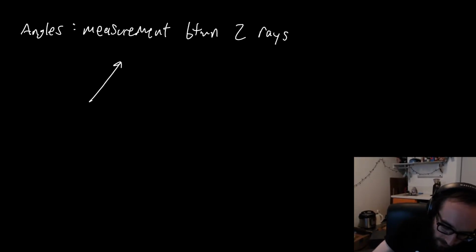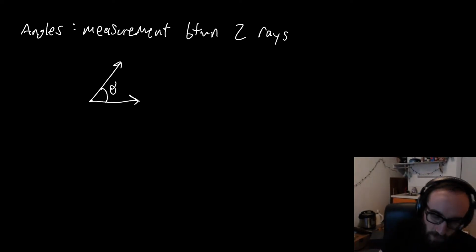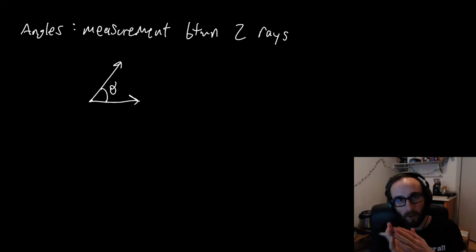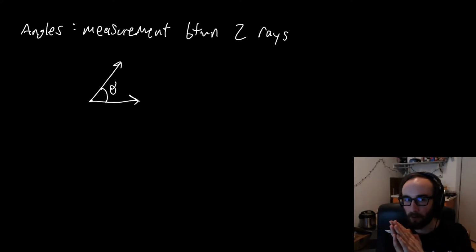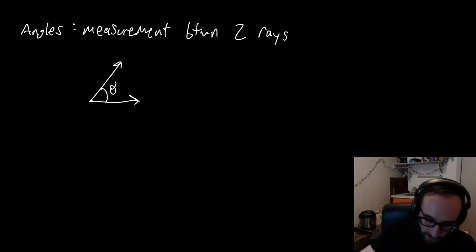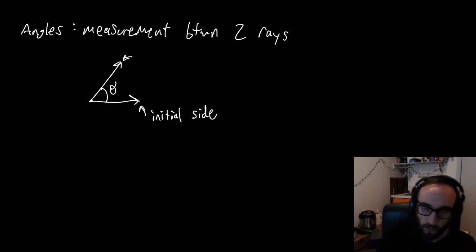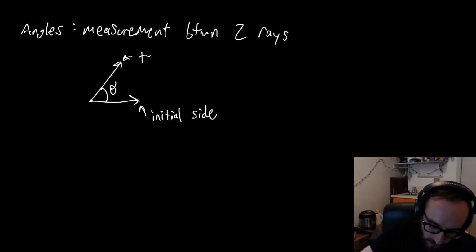We've worked with angles a lot in geometry. Angles are a measurement between two rays. You have two rays here and here, for example, and the angle is this measurement in between. We can call it theta in this case, and we're measuring how far we've rotated between these two rays. The ray we start at is called the initial side of the angle, and the ray that we end at is the terminal side.